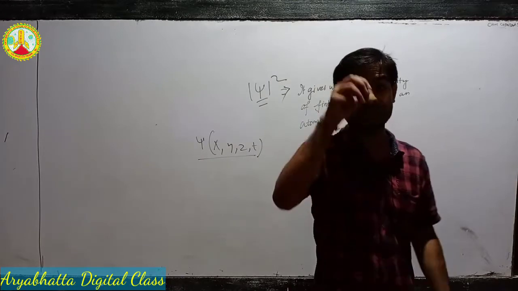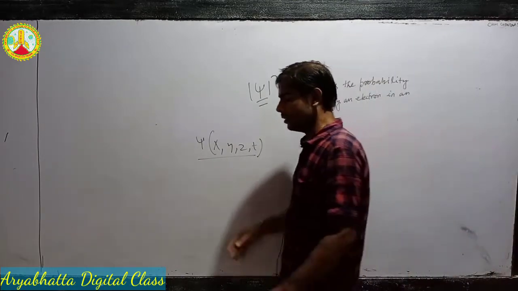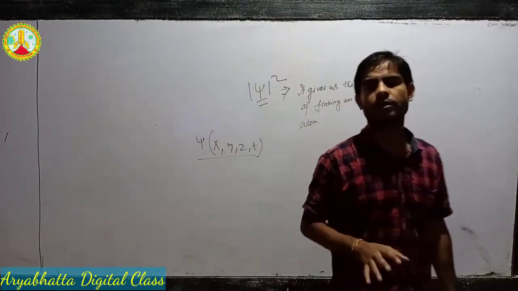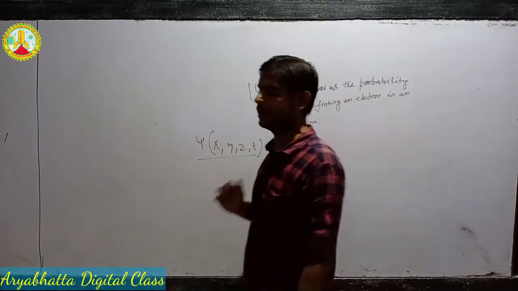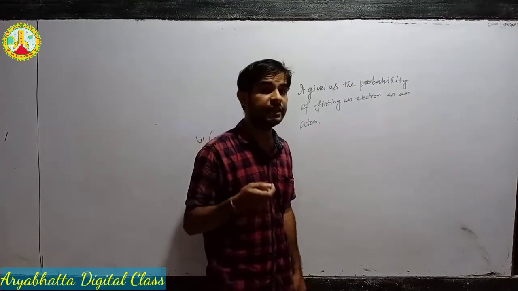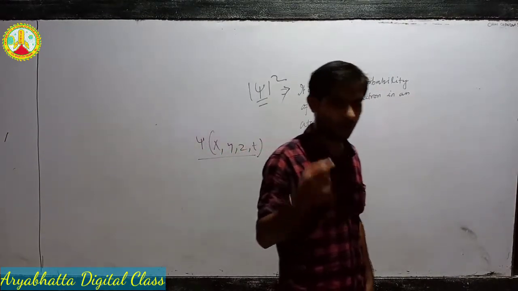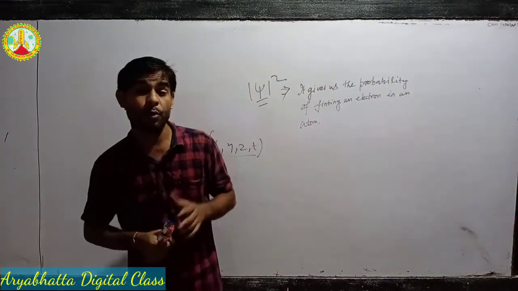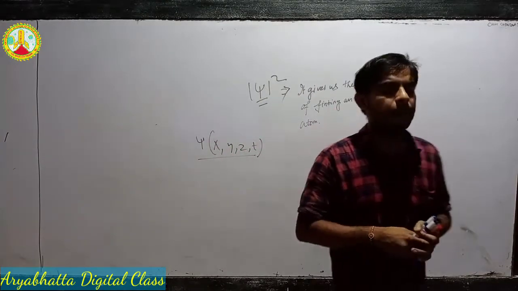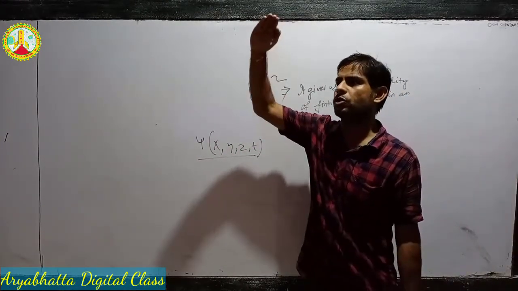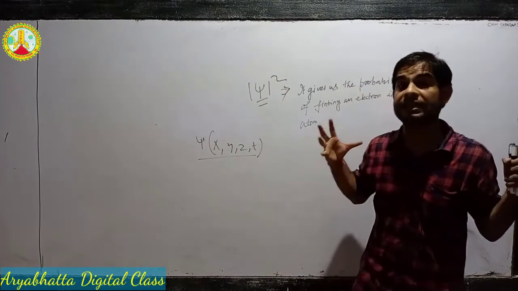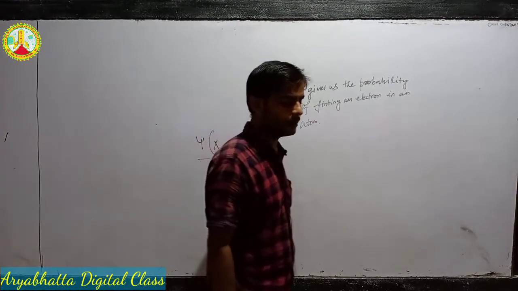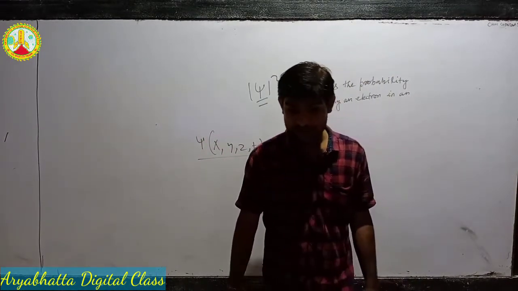It will not tell us exactly where the electron is. Just keep in mind that in the subatomic world, there is nothing fixed, nothing certain. The only certainty is uncertainty, or probability. So we can just get probabilities. The probability may be as high as 99%, but it cannot be 100%. It cannot be 100% certain.